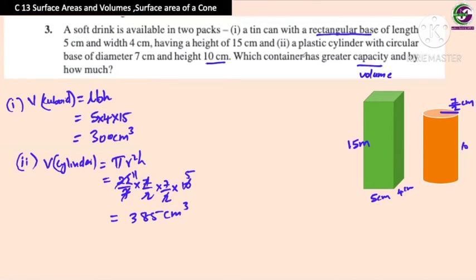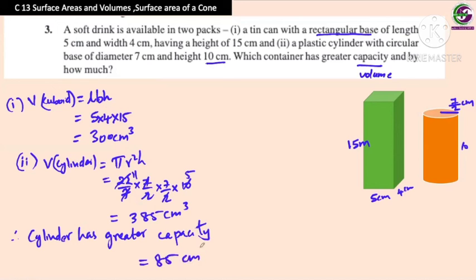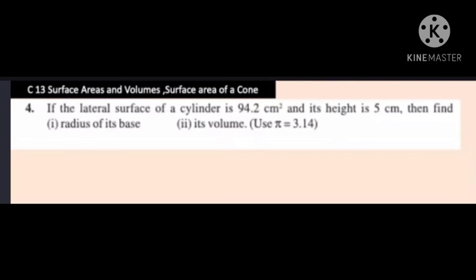Now the question is, which container has greater capacity? So cylinder has greater capacity, and by how much? The difference between these two, 385 minus 300, which is 85 centimeter cube. Let's see question 4. Now we see question number 4. I have given hints to do it as your homework.